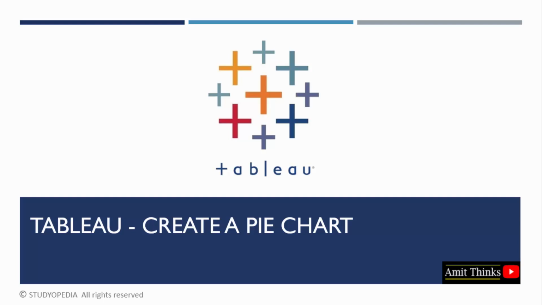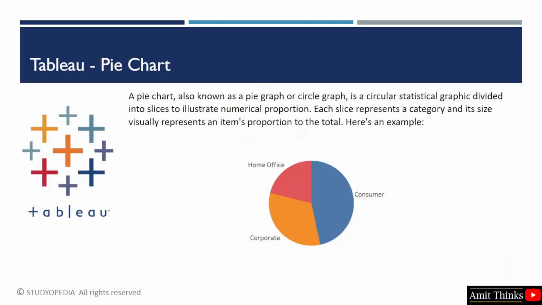In this lesson, we will understand how to create a pie chart in Tableau. First, we will see what a pie chart is and then we will create it in Tableau. A pie chart is basically a circular graphic that is divided into slices. As you can see in the image, it is a circular graphic that illustrates numerical proportions. It is also known as a pie graph or circle graph.